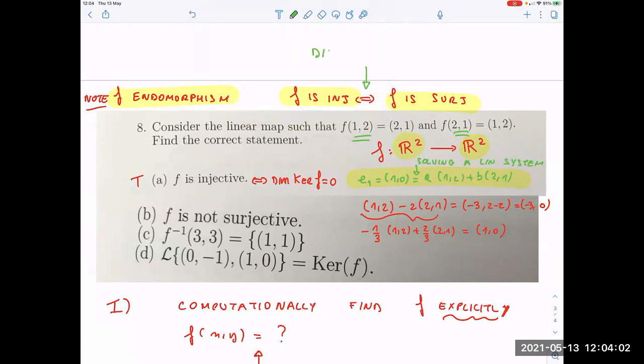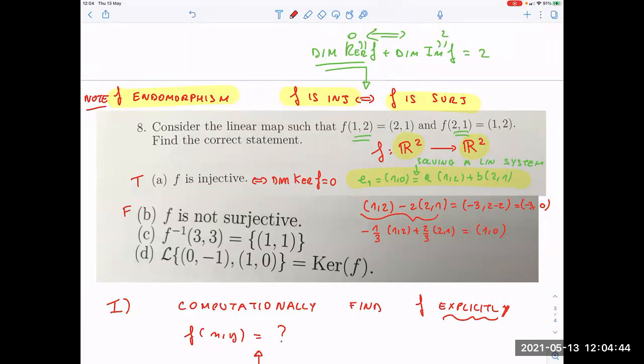Dimension of the kernel plus dimension of the image equals 2. So you see, if the kernel has dimension 0, then the image has dimension 2. So if it is injective, it is surjective. And if it is surjective, it is injective, because if the image has dimension 2, the kernel has dimension 0. That's always true for an endomorphism. So since A is true, f is also surjective, and so B is false, right?